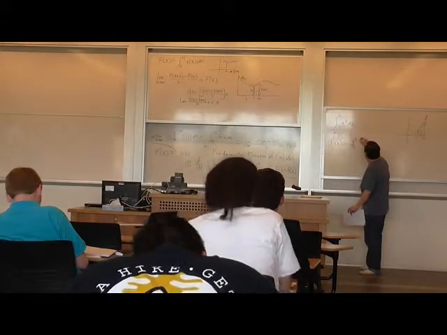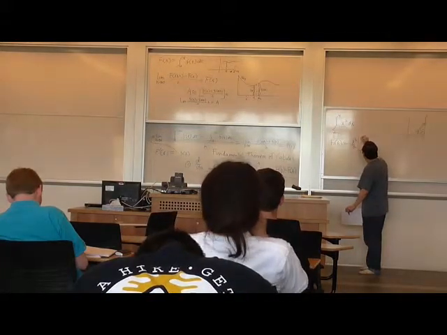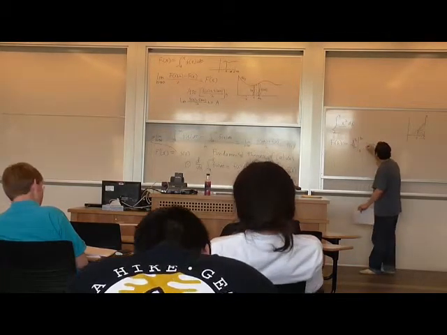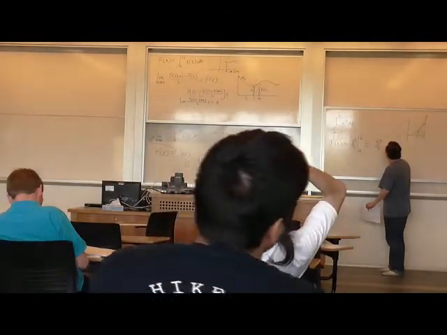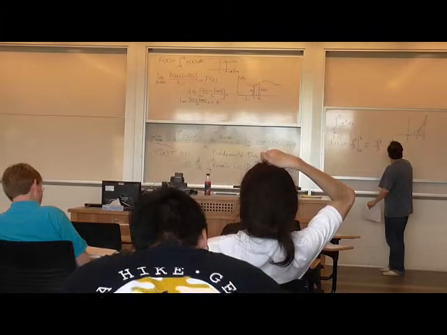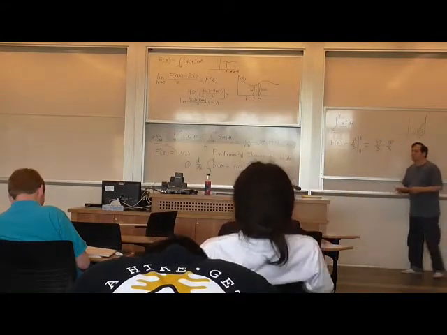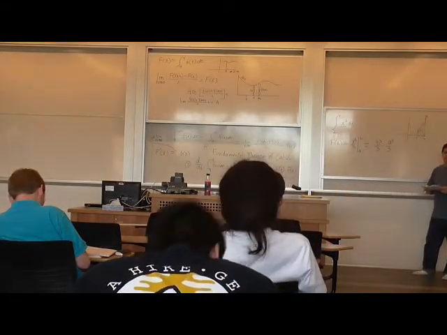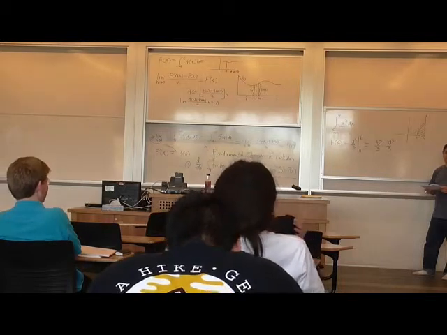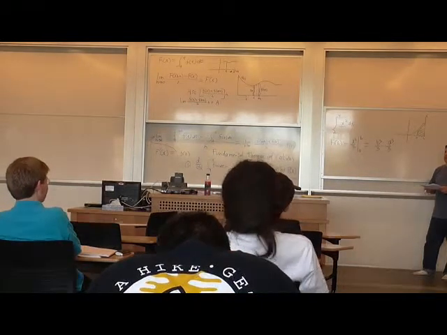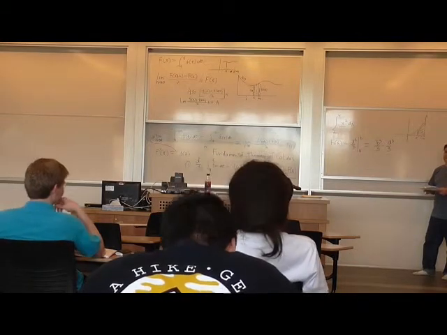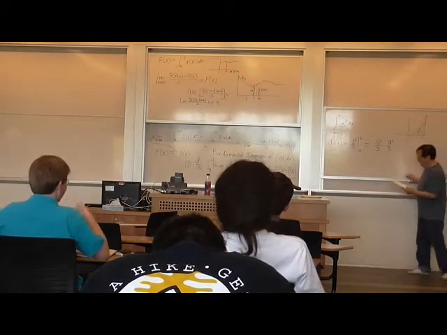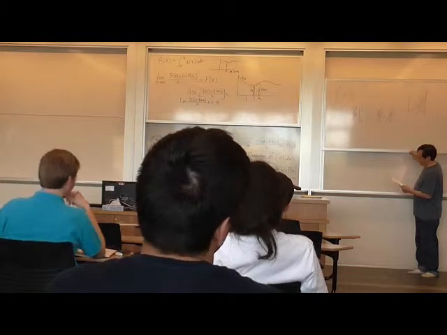x cubed over 3. And now we're going to evaluate this between a and b, which is just b cubed over 3 minus a cubed over 3. That was awful simple, wasn't it? But calculus is going to be hard, right? That's pretty simple. Okay. Let's do another one.